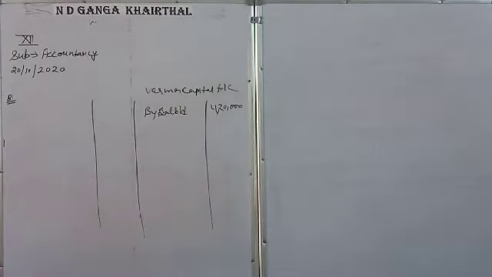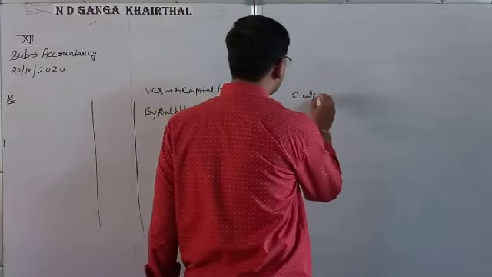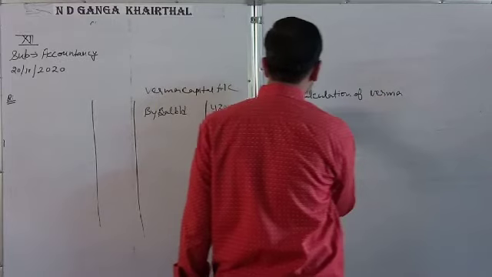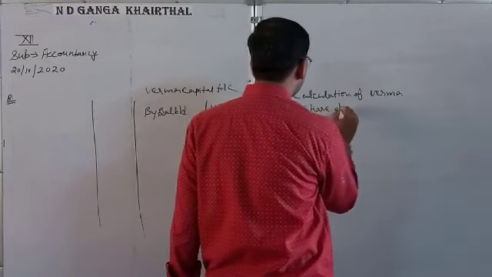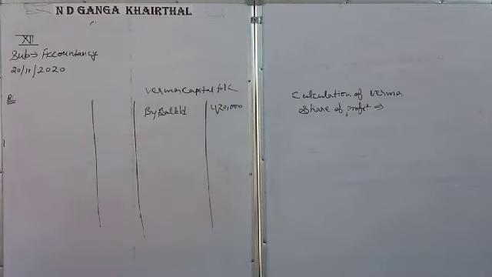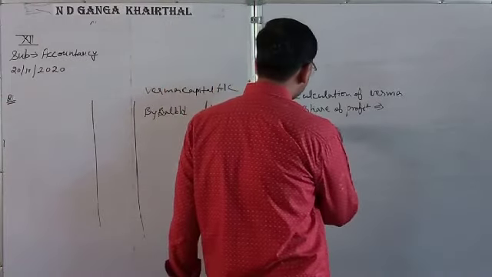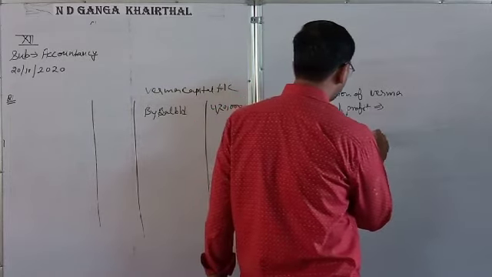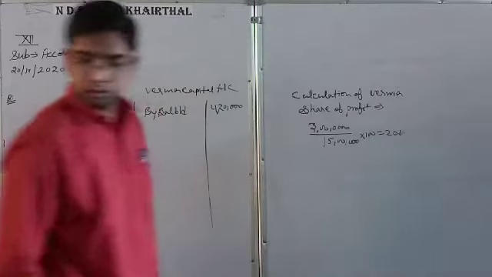So calculate Verma's share of profit. Calculation of Verma's share of profit: first calculate the percentage, 3 lakh upon 15 lakh into 100, so 20%. Okay, clear?